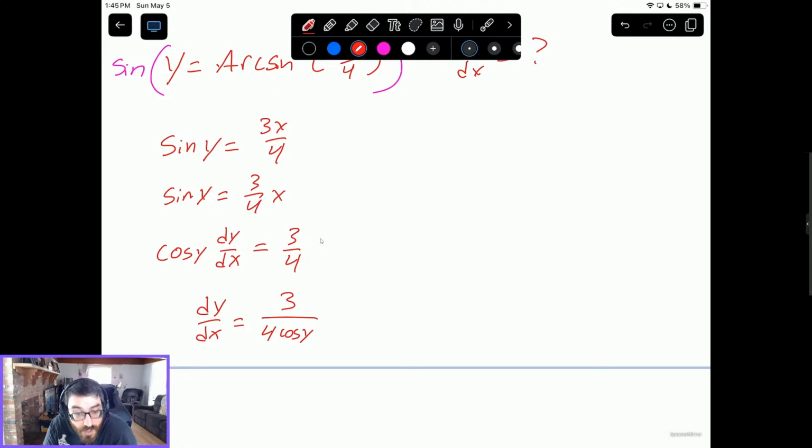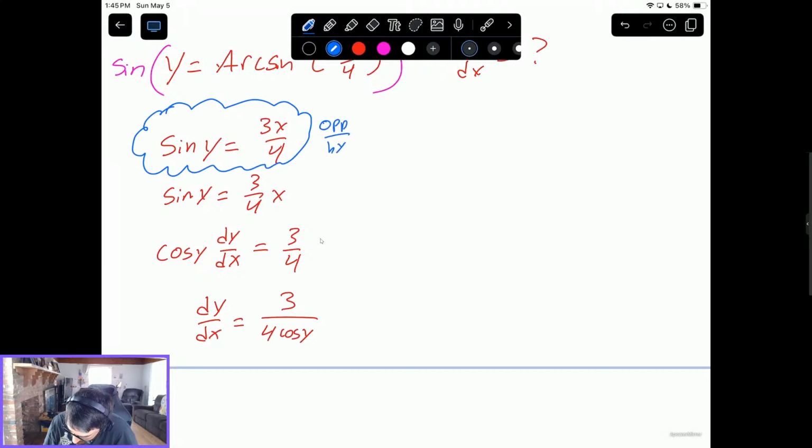I just have to figure out what cosine y is in terms of x. To do that, I look to this statement right here, which states that sine, according to SOHCAHTOA, is opposite over hypotenuse. It's 3x on top, the opposite, and 4 as the hypotenuse. I'm going to draw a right triangle. My angle is y, and it can go anywhere except the 90-degree corner. Opposite angle y is 3x, and the hypotenuse is 4, which is opposite the 90-degree angle. And I don't know this side right here, which is my adjacent side.